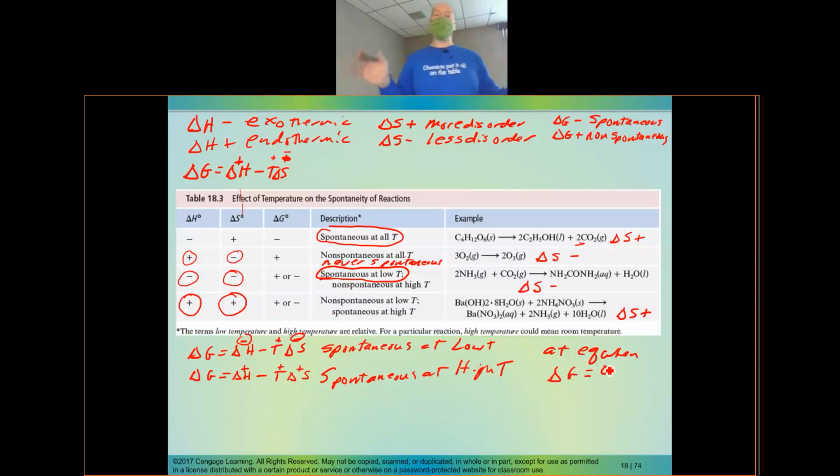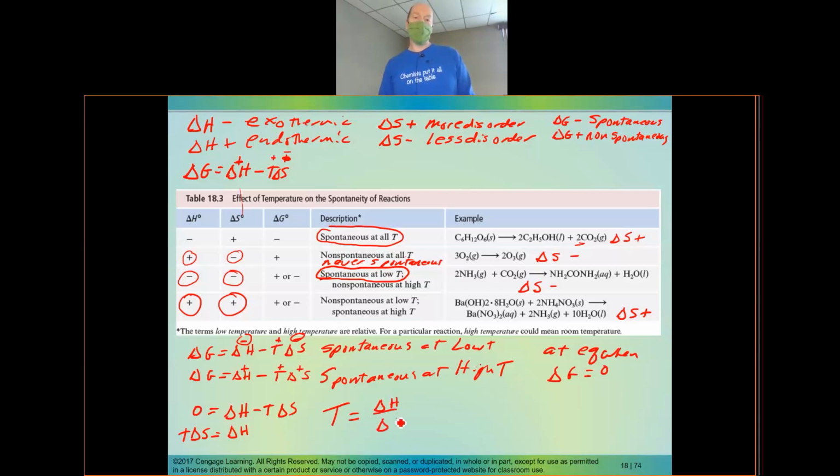All right, so now we're at equilibrium when delta G is 0. So we're at the perfect equilibrium. And if it's plus or minus 10, we still say we're at equilibrium. But we're at the perfect equilibrium when your delta G is 0. All right, and so we plug in 0 for delta G, and that is equal to delta H minus T delta S. Add T delta S to both sides. T delta S is equal to delta H. Divide both sides by delta S. And your temperature is your delta H divided by your delta S.